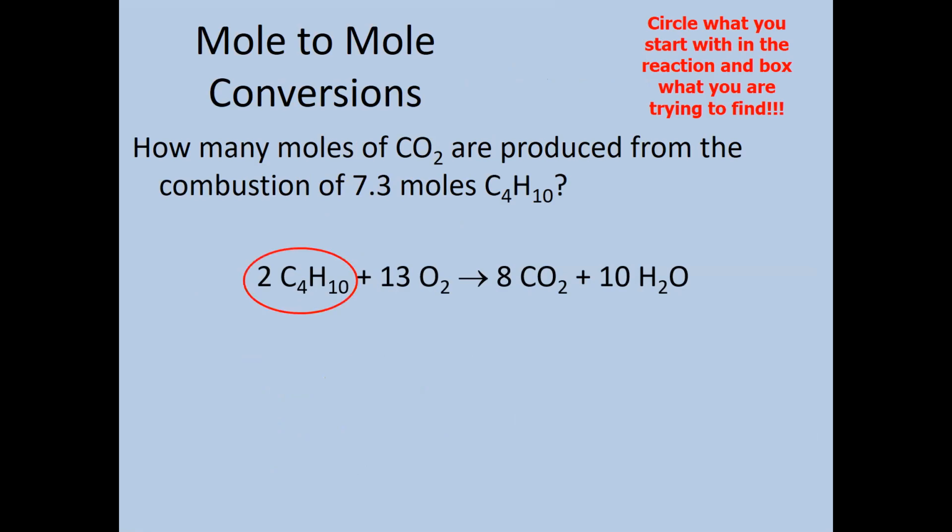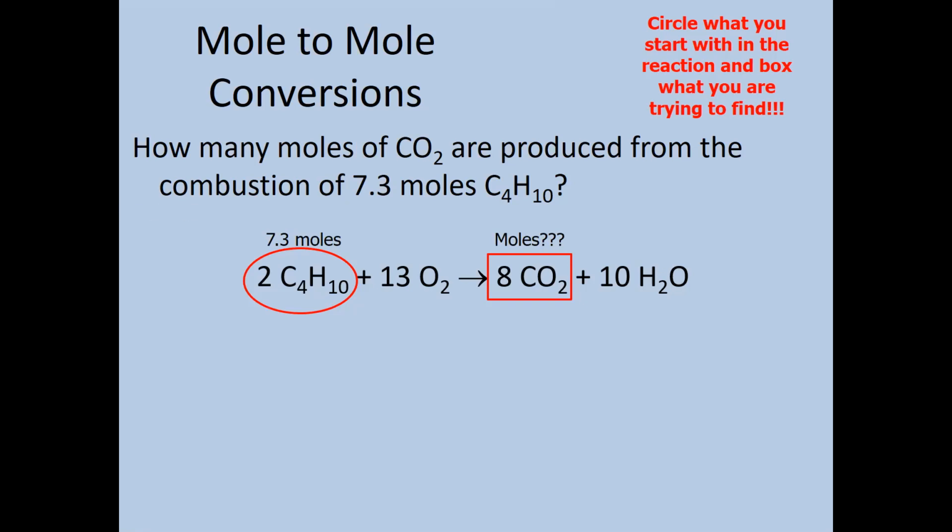So we're starting with butane, and I'm going to put how much we start with over that, 7.3 moles of that, and we're looking for carbon dioxide. So I'm going to box that and put some moles over there. Again, this is so we have our reference and so we can keep track of what we're doing, where we're starting, where we're ending. When you start your dimensional analysis, the thing that you always start with is your given.